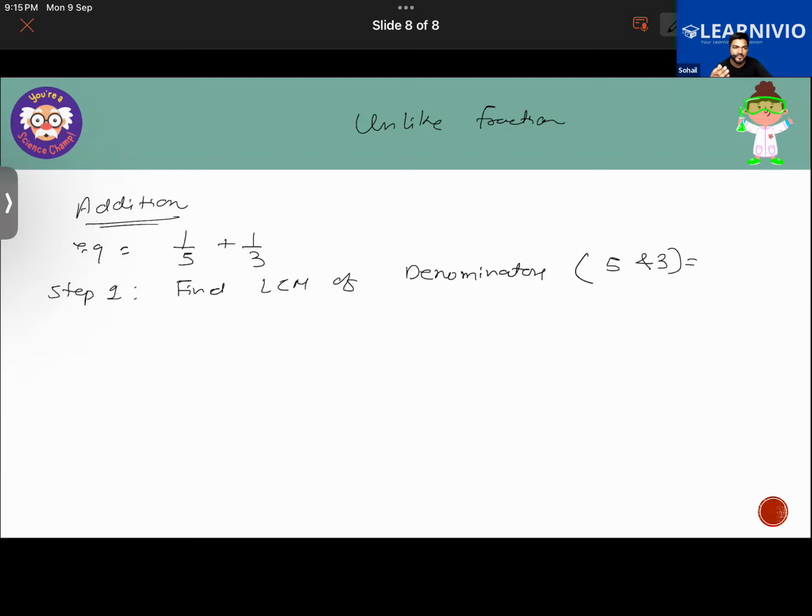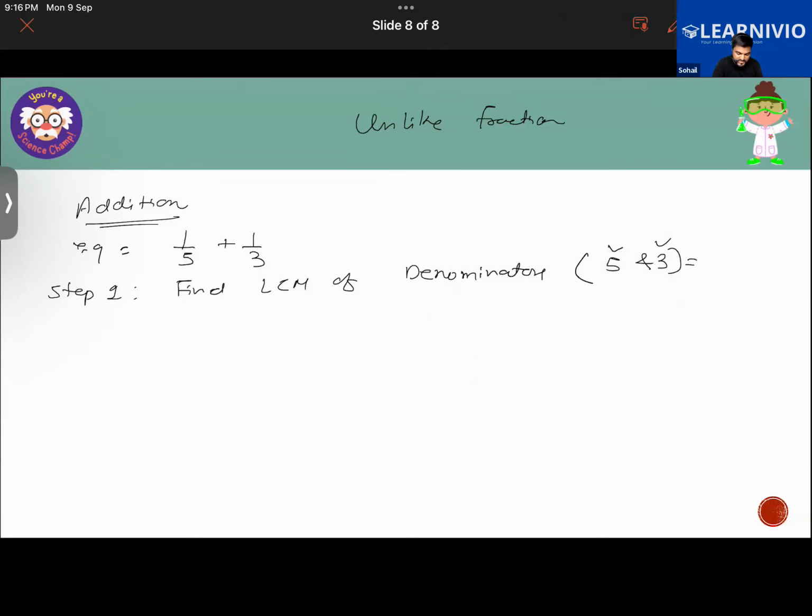I'm just telling you an important fact, as we were learning in the case of LCM. Say you are provided with two prime numbers, like here in this case 5 and 3. The shortcut method is to simply multiply them. But if there were numbers like 12 and 15, you can't apply the same method. When prime numbers are there, you can use that shortcut and simply multiply them.